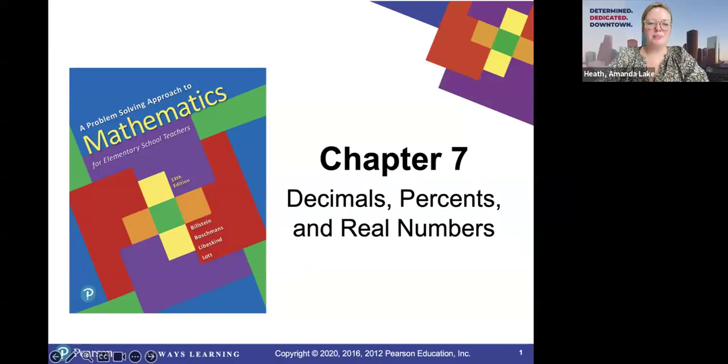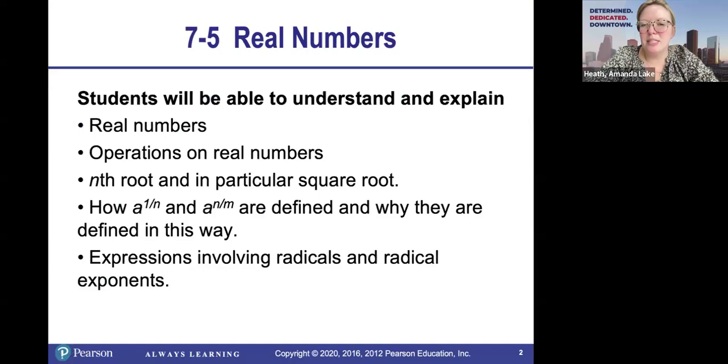Everyone, welcome back to Math 3322, Math Concepts 2. Today we're going to look at Chapter 7, Section 5. So Section 7.5 is all about real numbers.